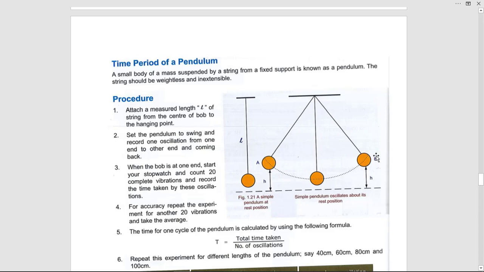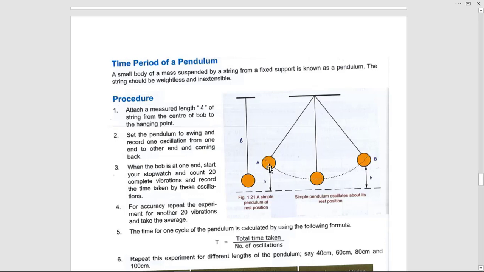For example, you take the ball here and then you leave it here. Before leaving, start the stopwatch. For your ease, we'll start from here. At A, I start the stopwatch, it's going to be one oscillation, two oscillations, three, four, five, six oscillations. Like this we will find the time for, let's suppose, 20 oscillations or 20 complete swings.